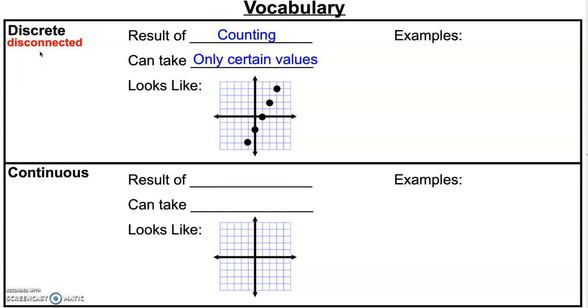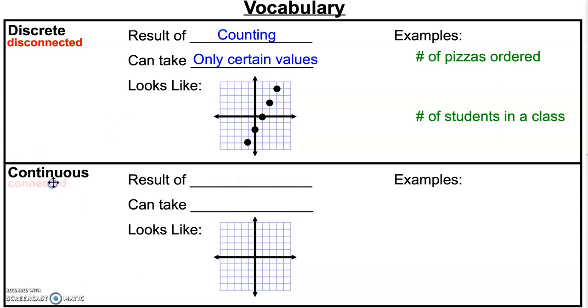Some real-world examples would be the number of pizzas that we order. We can't order half a pizza or 3/4 of a pizza. We have to order one whole pizza at a time. Another example would be the number of students in a class. You can't have 22.5 students in a class. So it's based on counting. A graph of that would be disconnected, because we wouldn't have any of those points in between.